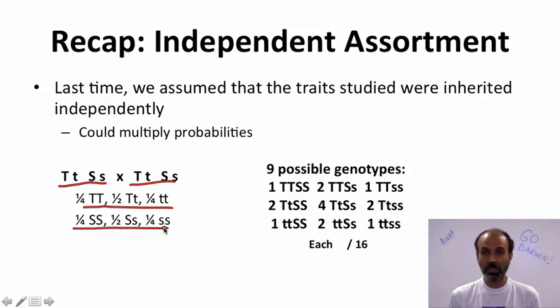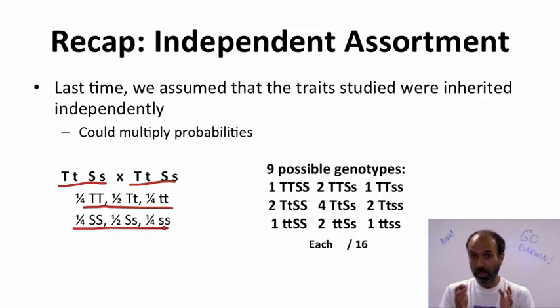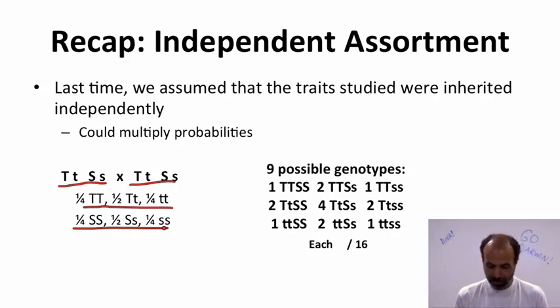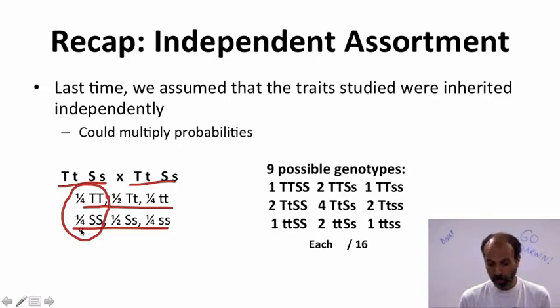If you're big T, little t, crossed to big T, little t, 1/4 of your kids will be big T, big T. 1/2 will be big T, little t. 1/4 will be little t, little t. Same thing is happening with S's. So then to see what would happen for the combinations, we just multiply the two things together. So your probability of being big T, big S would be 1/4 times 1/4, or 1/16. That's what this is right here.